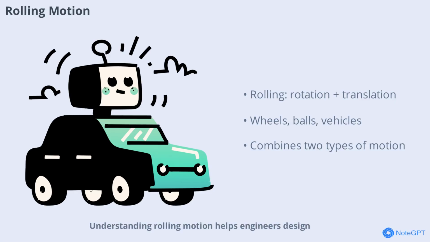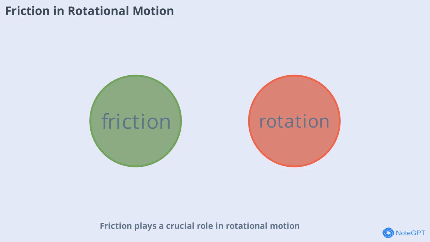Understanding rolling motion helps engineers design better vehicles and athletes improve their techniques. It's a perfect example of how rotational and linear dynamics work together. Friction plays a crucial role in rotational motion. It can slow down spinning objects or help them grip surfaces.